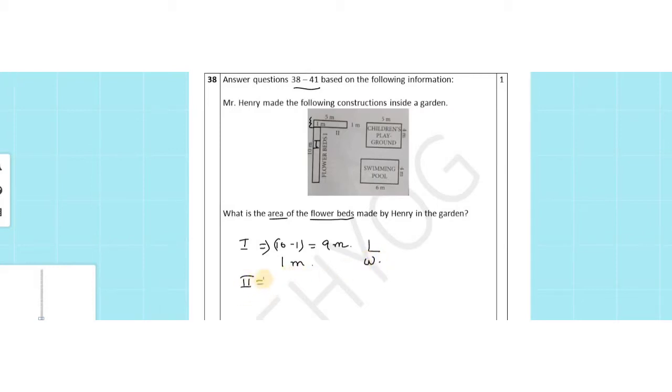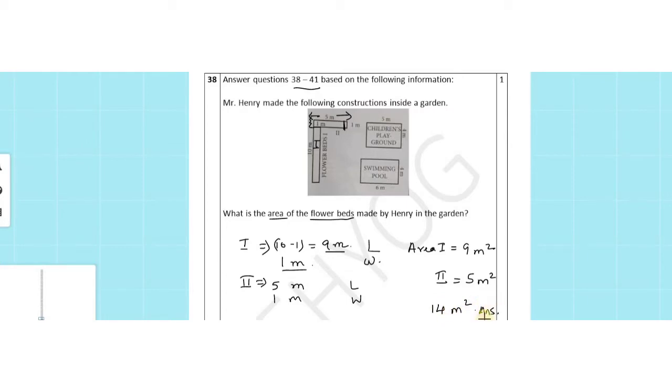So, area of the flower bed will be length times width. Again, for flower bed 2, we can see the length given as 5 meter and the width given as 1 meter. So, again length times width gives us the area of the bed. So for the first flower bed, area is 9 times 1, 9 meters square. For the second bed, 5 times 1, it is 5 meters square. And the area of the two flower beds in total is 9 plus 5, that is 14 meters square, which is our answer.